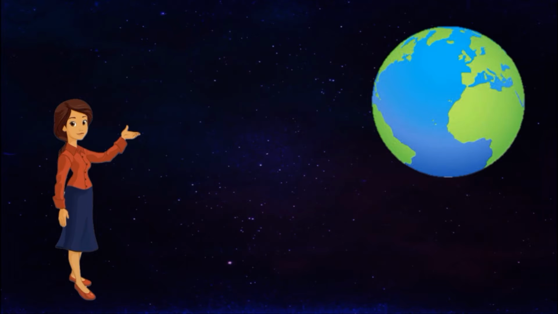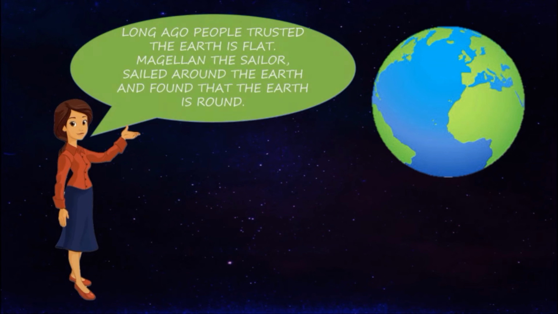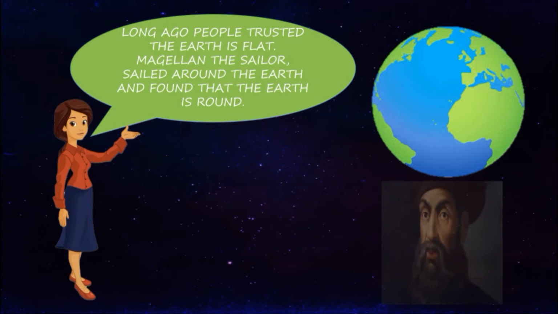So now, let me see who found that the Earth is round in shape. Long ago, people trusted that the Earth is flat. Magellan, the sailor, sailed around the Earth and found that the Earth is round. So his name is Eratosthenes. How to pronounce? Eratosthenes. He is the person who found the Earth's shape. So let's know about him.